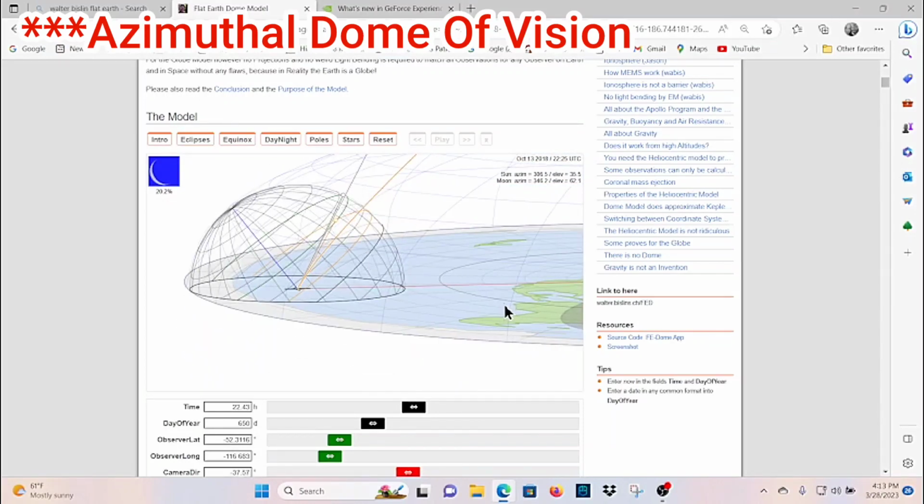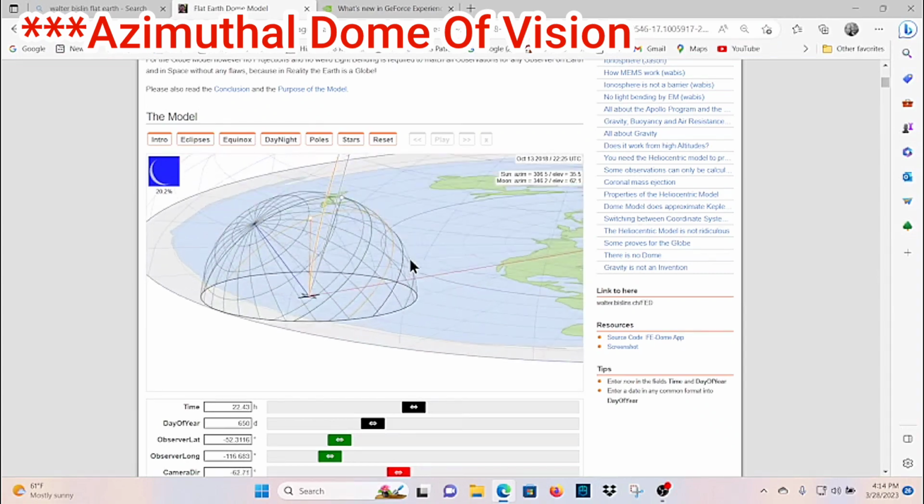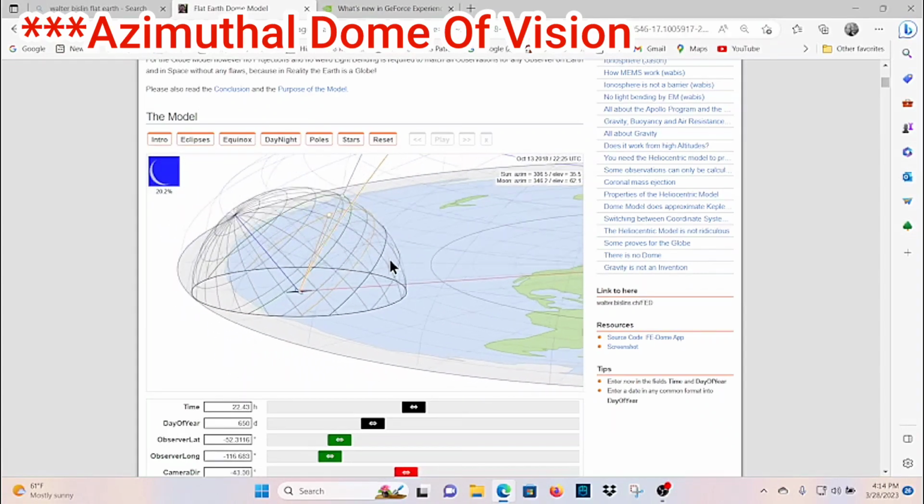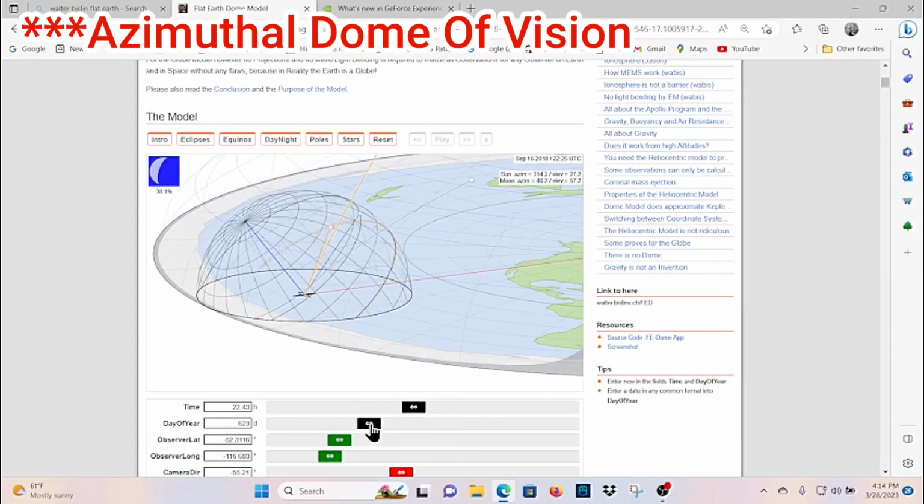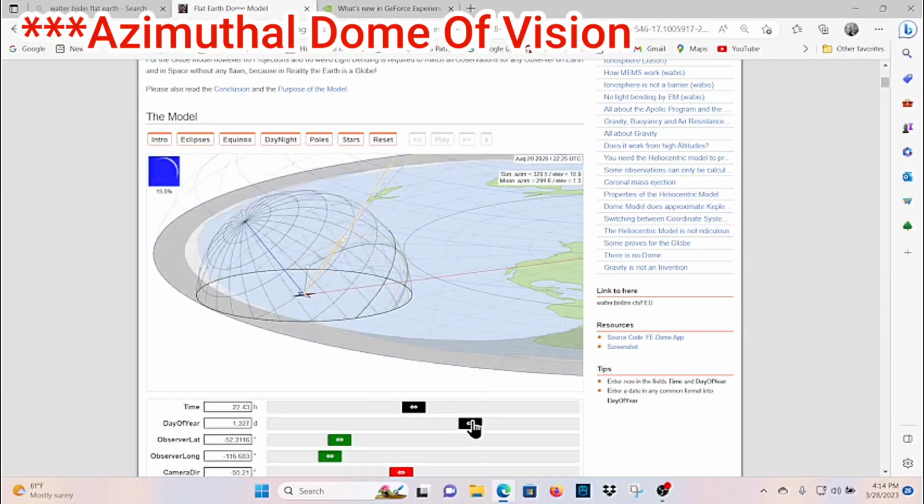If any other flat earther wants to claim that it does, have them pull it up. If a flat earther comes and says, "Hey, atmospheric dome," have them pull up the actual flat Earth atmospheric dome of vision, and have them explain to you how it works, and ask them where the sun should be. Where is the sun?